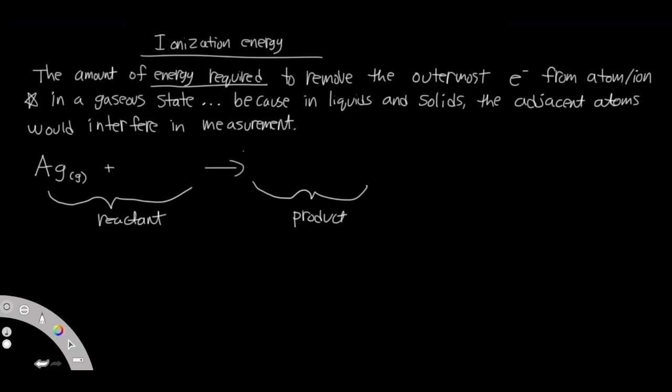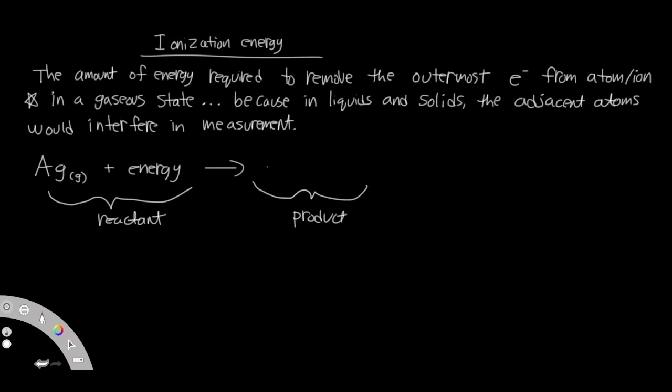The amount of energy required. Would we have energy on the reactant side, or would we have it on the product side? What do you think? It says the amount of energy required. It's needed. It's not producing energy. That would be here. We're requiring energy, so it'll be on this side. Endothermically, this energy is going to be used to produce something.